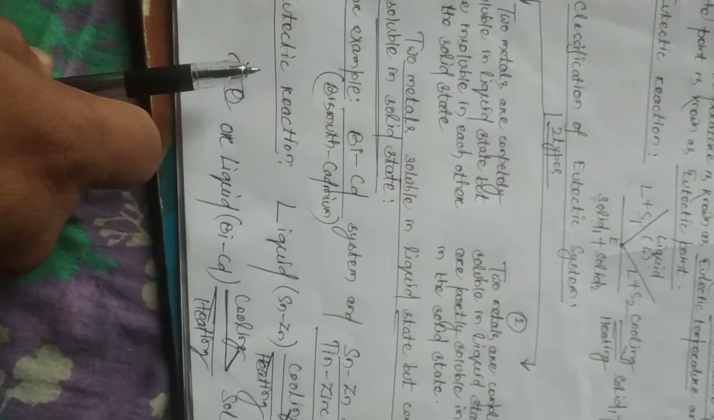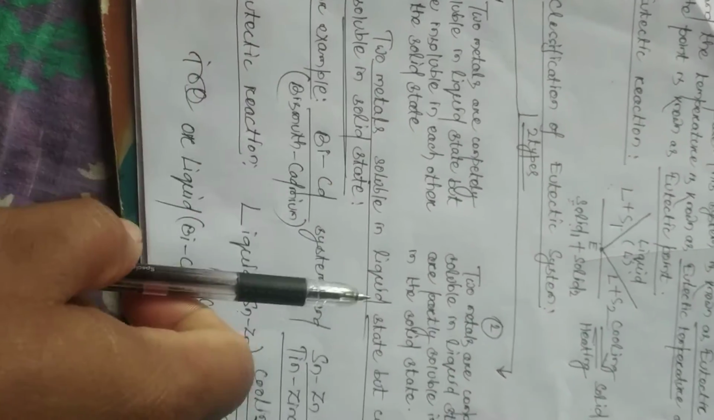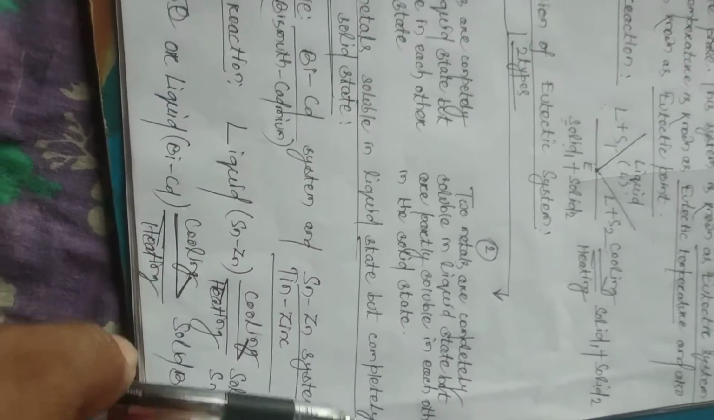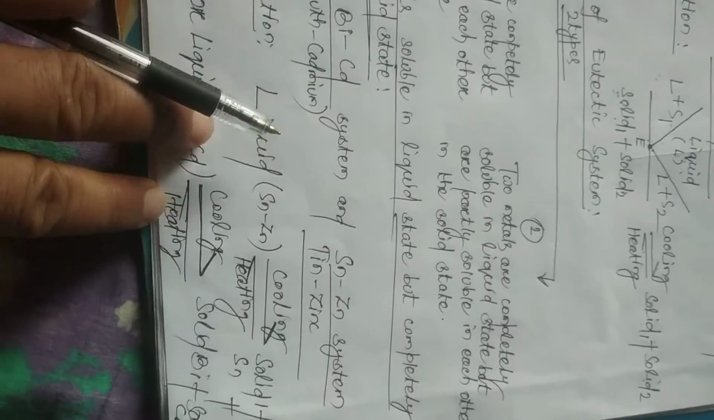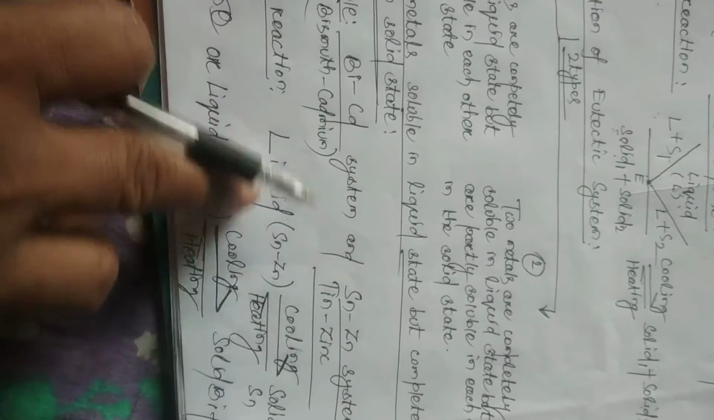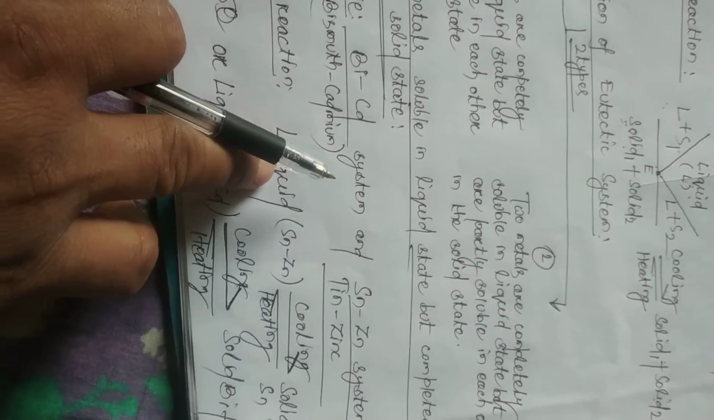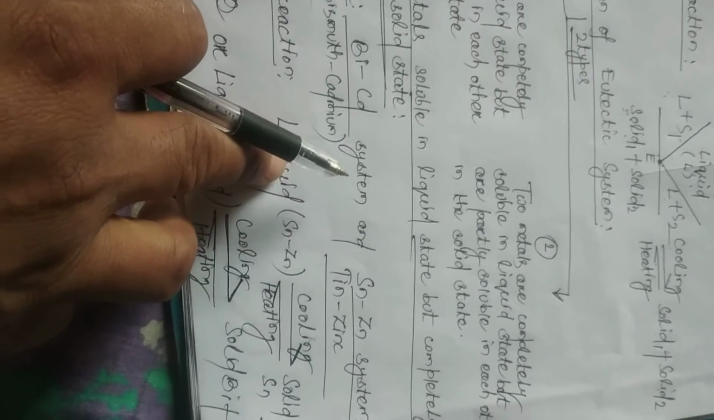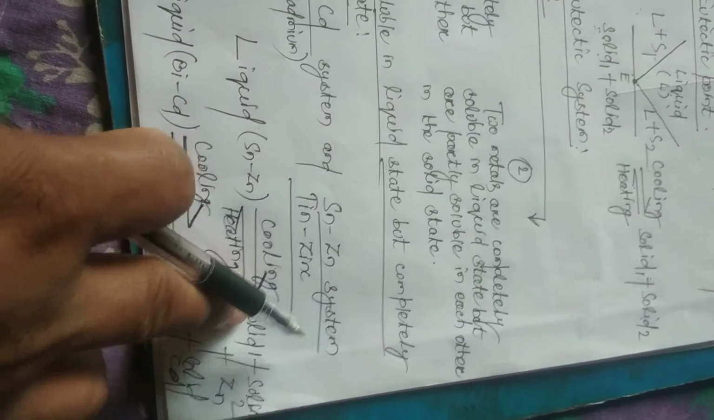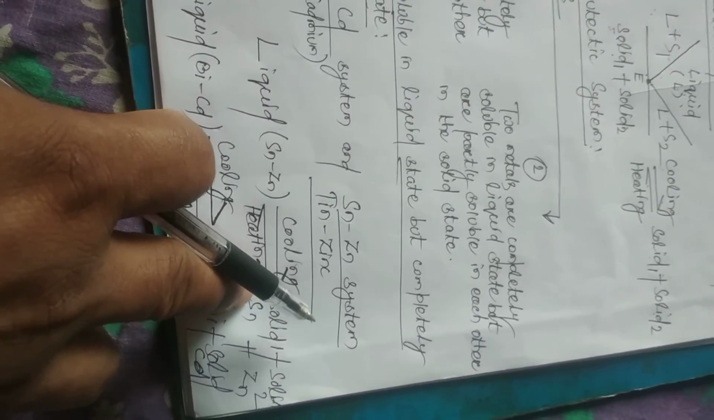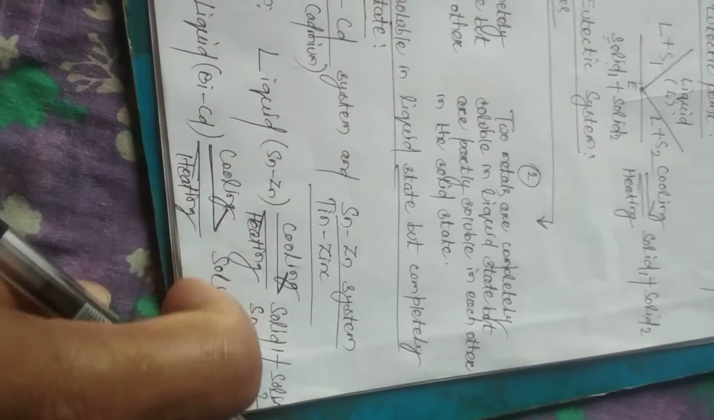Now we will discuss the eutectic reaction. Come to the first one, where two metals are soluble in the liquid state but completely insoluble in the solid state. This is the reaction. I have taken two components, tin and zinc. Tin and zinc are completely soluble in the liquid state. When the cooling process starts, we get two solids: solid 1, which is tin, and solid 2, which is zinc, and it is the alloy of tin and zinc.